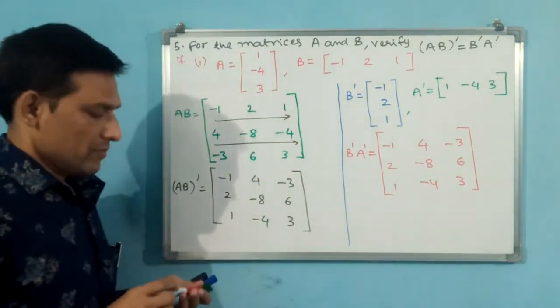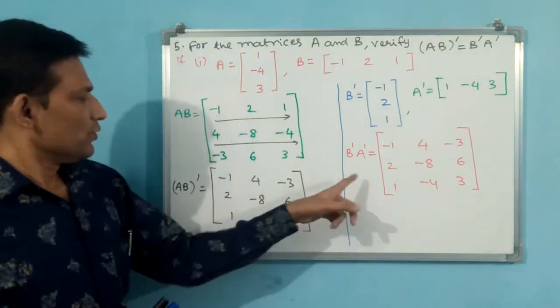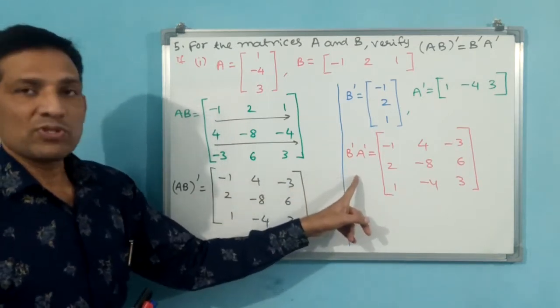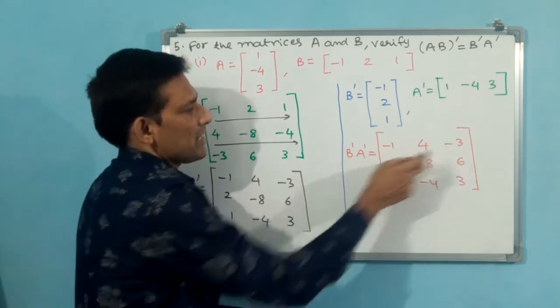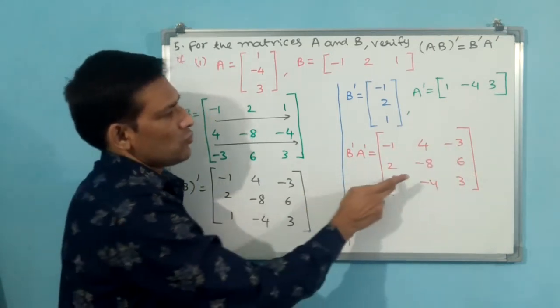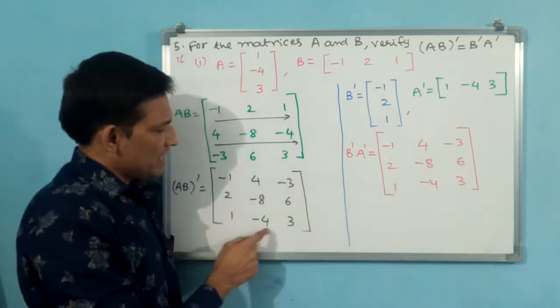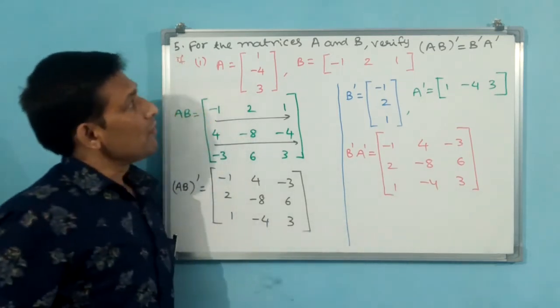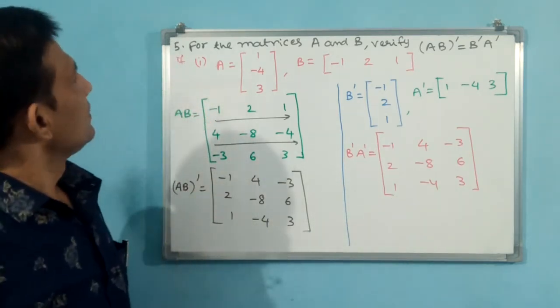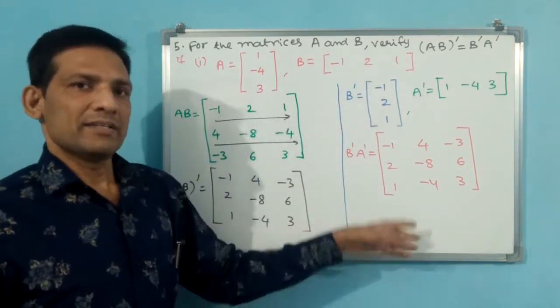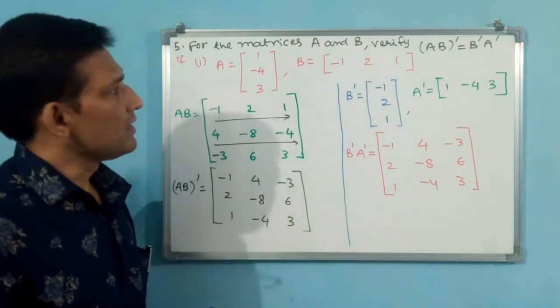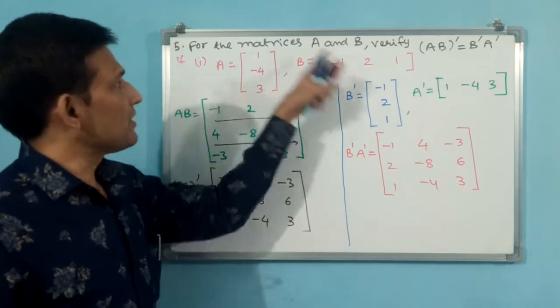Okay. Now you compare these two: AB whole transpose and B transpose into A transpose. Minus 1, 4, minus 3. 2, minus 8, 6. 1, minus 4, 3. What you can write? Verified. LHS is equal to RHS. Verified, like you can write. Okay. This is the first part of this question.